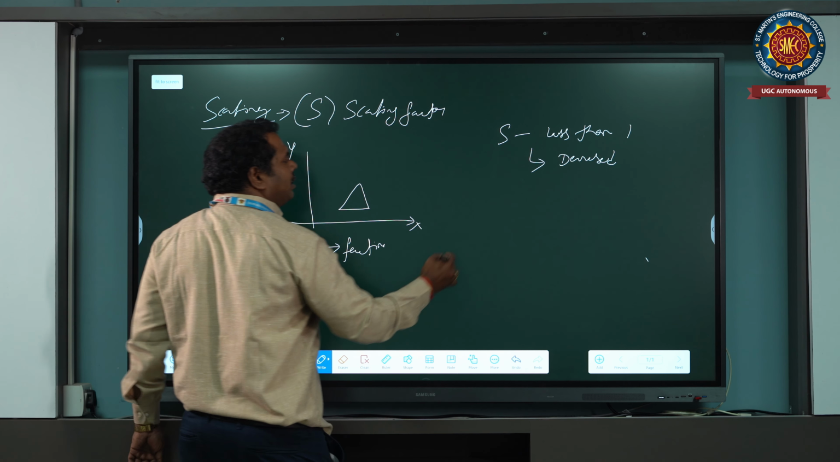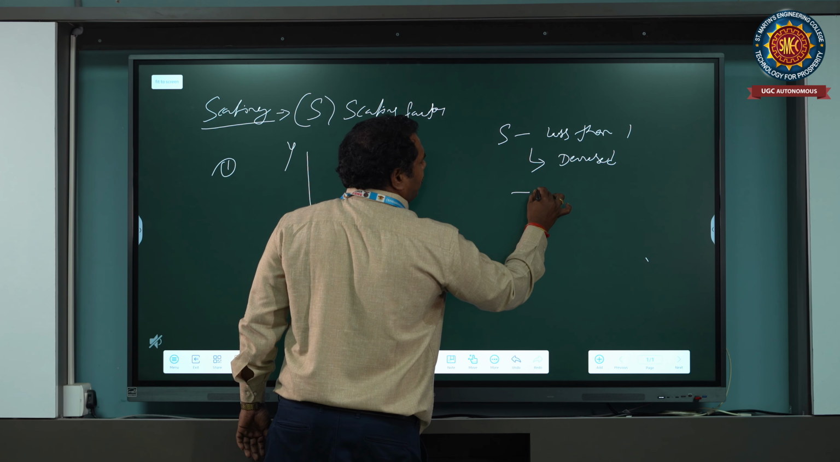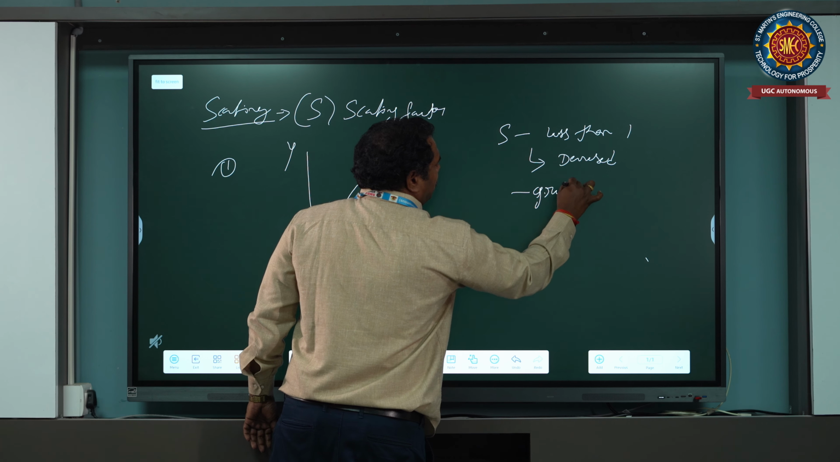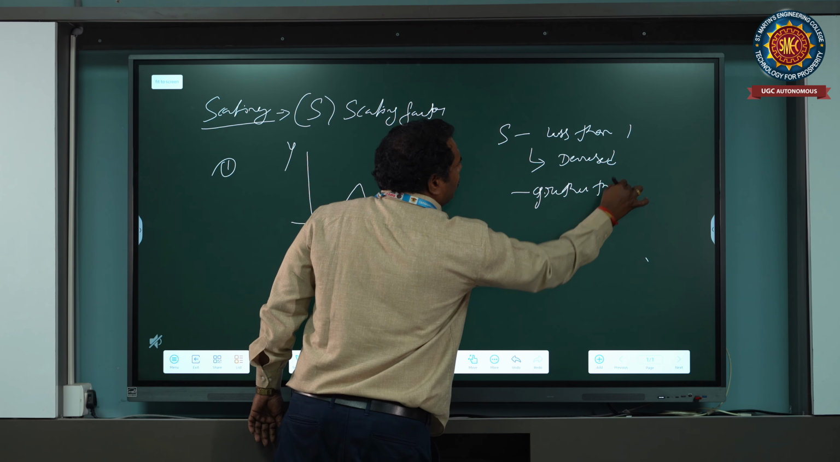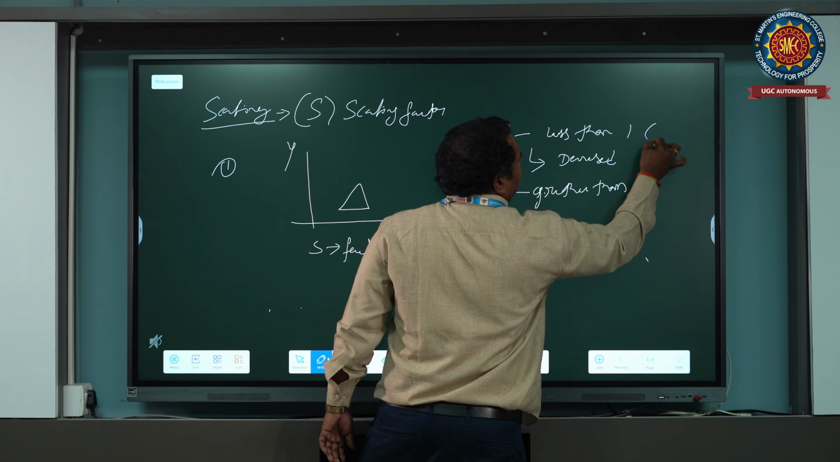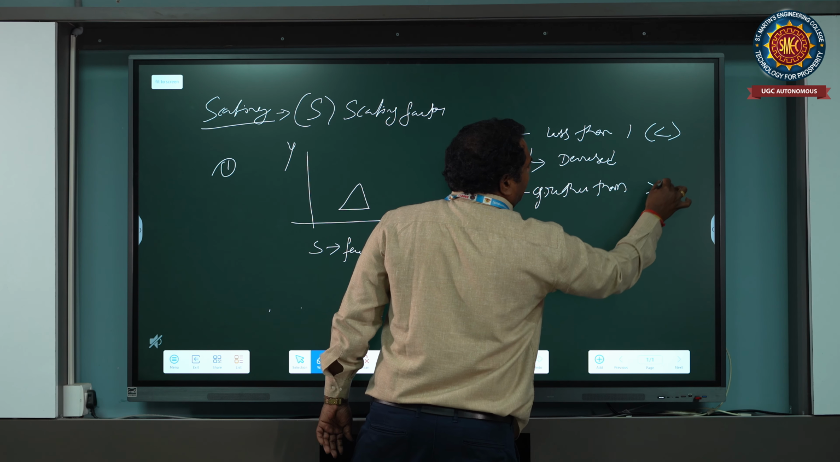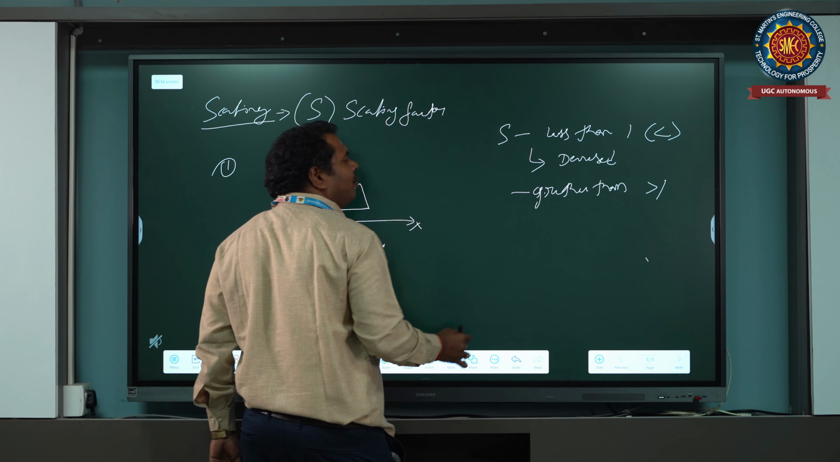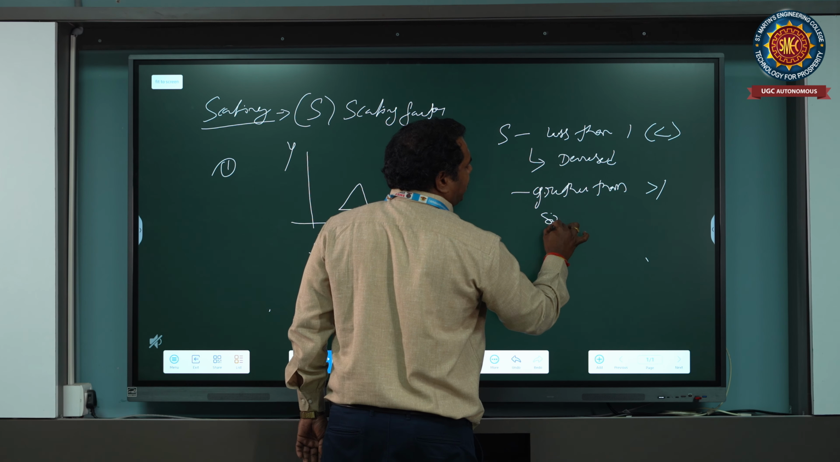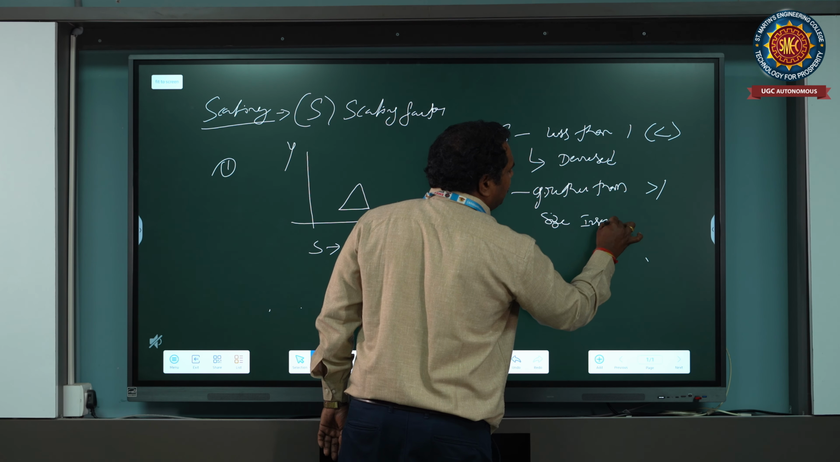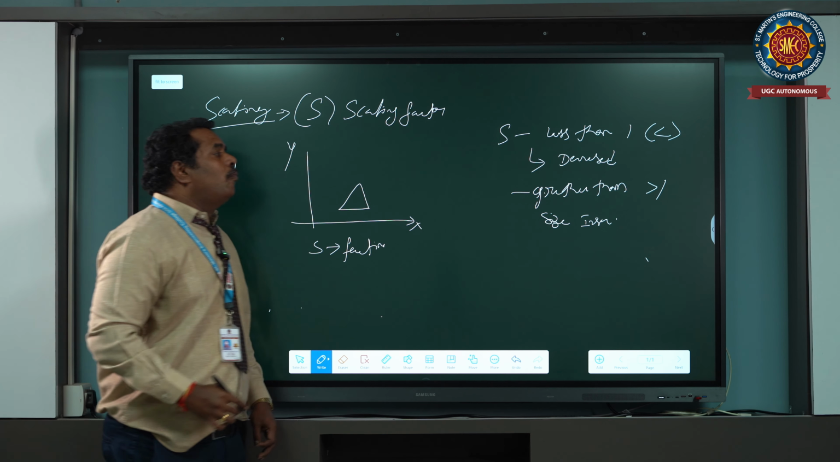The scaling factor is greater than 1. Greater than 1 means, given the symbol, if it is less than 1 and greater than 1, then automatically the size of the object is increased. Here we are going to have one doubt.